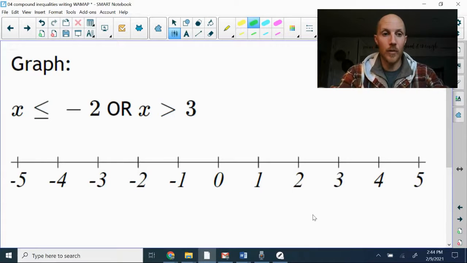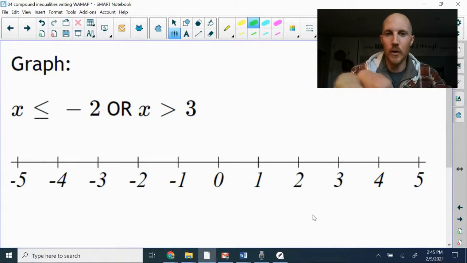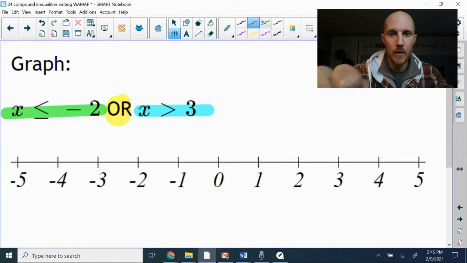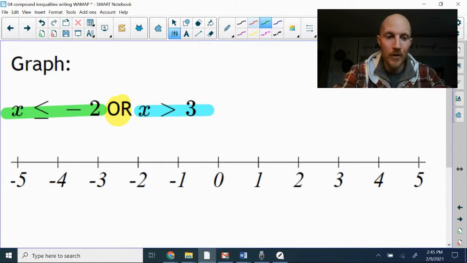All right, let's do another example here. The inequality is already written. We're just graphing here. So x is less than or equal to -2, or x is greater than 3. So it's an or inequality. Let's get some color coding in here so we can tell what is what. All right, so let's look at the green part first. X is less than or equal to -2. The symbol there has the or equal to, so it's going to be a closed dot on the -2.